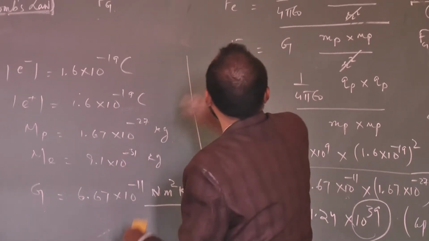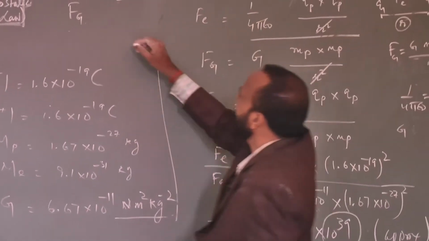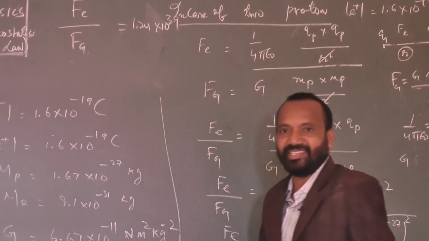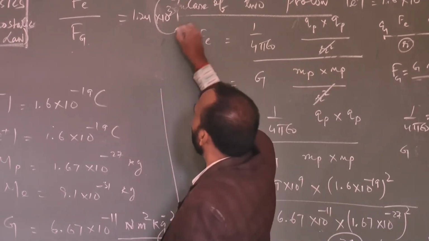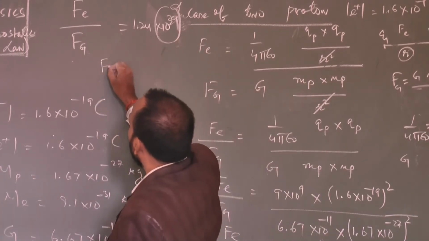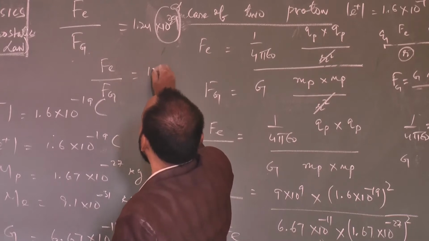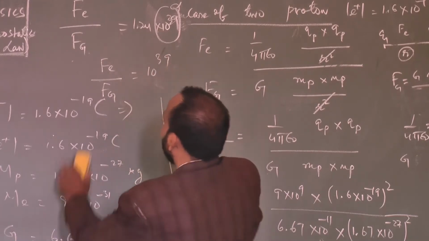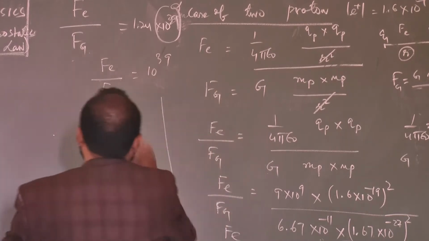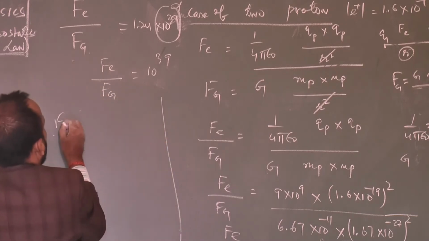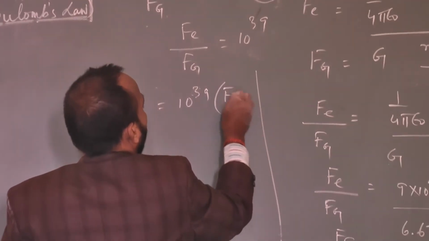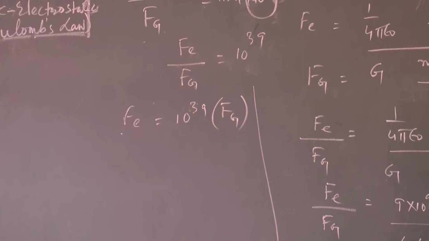In the case of 2 protons, I got this value 1.24 into 10 to the power 39. This ratio is in the order of magnitude 10 to the power 39. Now suppose in order of magnitude Fe by Fg is equal to 10 to the power 39. So that implies Fe is equal to 10 to the power 39 times Fg.